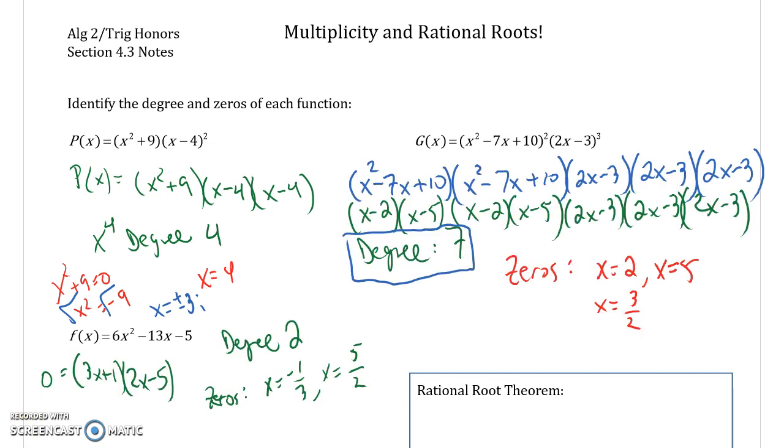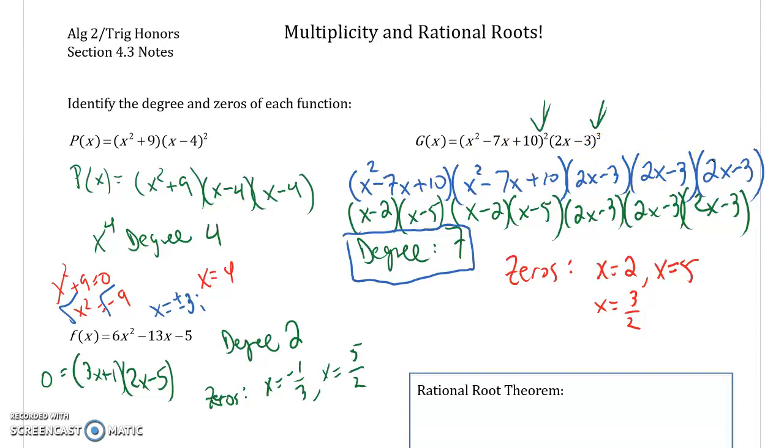All right, welcome back. Hopefully that went well for you, but let's talk about g of x and f of x. Looking at g of x, the first thing I did is I rewrote each factor without the exponents of 2 and 3. So I wrote x squared minus 7x plus 10, and then x squared minus 7x plus 10 because it was squared. And then I wrote 2x minus 3 times 2x minus 3 times 2x minus 3 because it was cubed. Now I can see that if I were to multiply this all out, I would have a highest degree term of 2, 4, 5, 6, and 7, so degree 7.